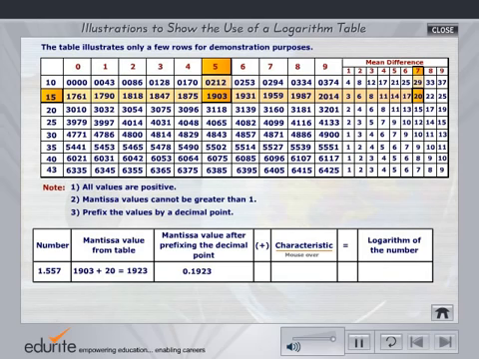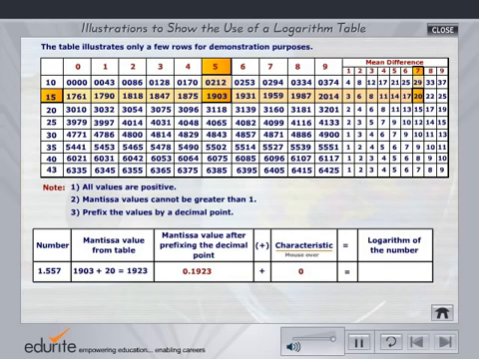Now the Mantissa is equal to 0.1923. Characteristic is one number less than the number of digits before the decimal point. That is, in 1.557 there is only one digit before the decimal point. Therefore, characteristic is equal to 0.